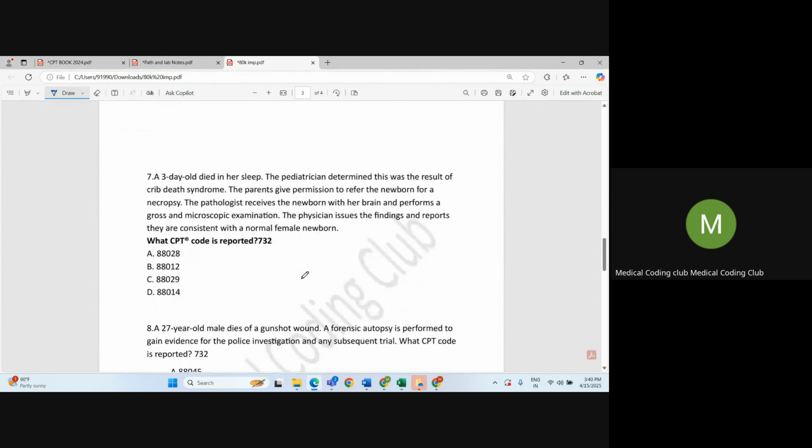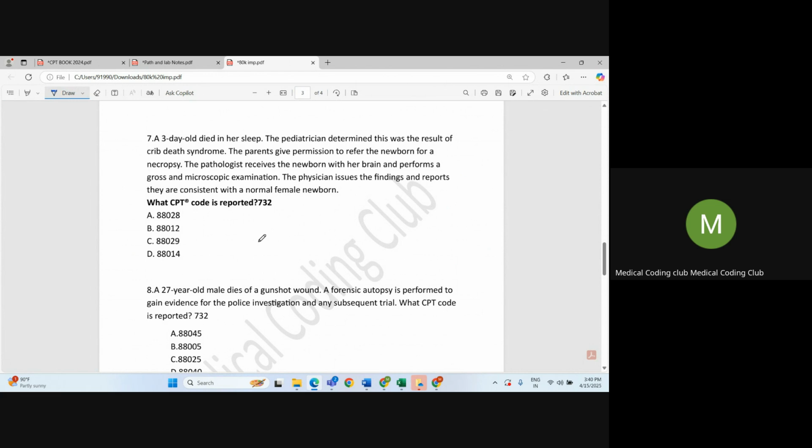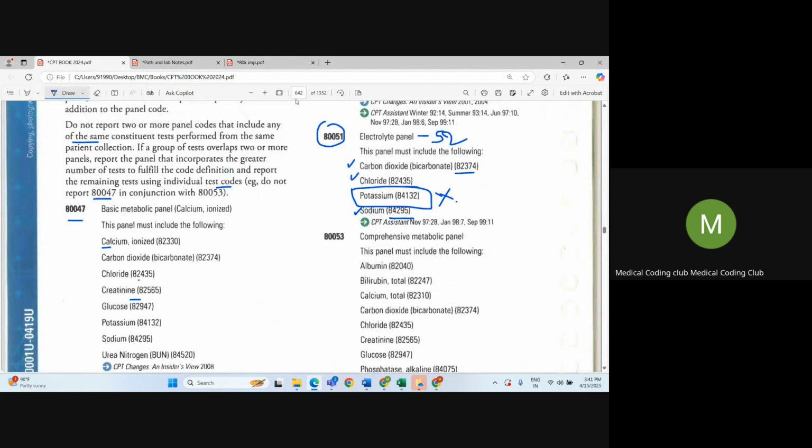So next question. We have a question regarding anatomic pathology. The question says a 3-day-old died in her sleep. A pediatrician determined this was a result of crib death syndrome. The parent gave permission to refer the newborn for necropsy. Pathologist receives a newborn with her brain and performs a gross and microscopic examination. Physician issues the findings and report they are consistent with a normal female newborn. Okay, so anatomic pathology is also important.